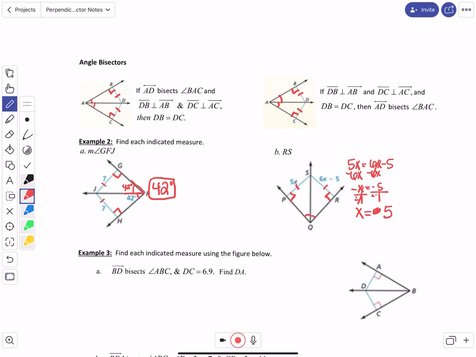So then it wants to know RS. RS is right here, so I'm going to plug 5 in. So 6 times 5 minus 5. So 30 minus 5 is going to be 25.